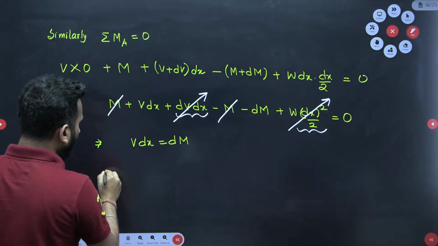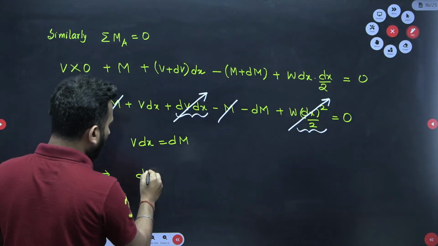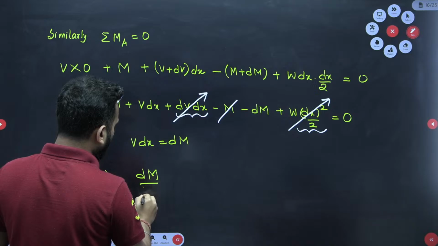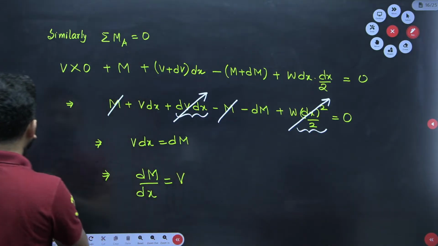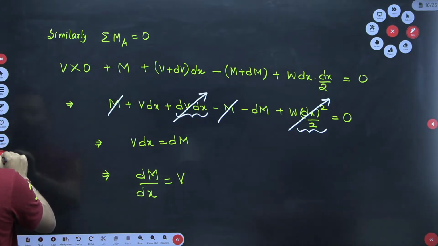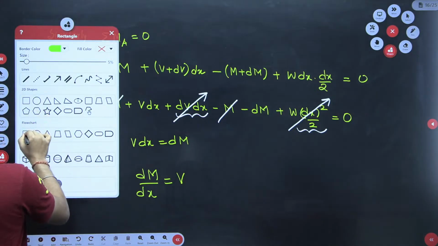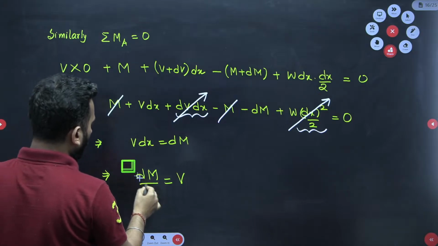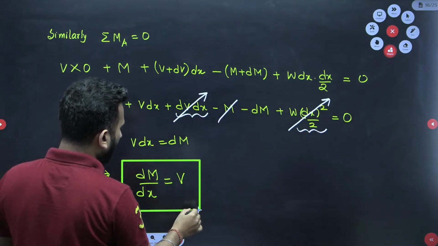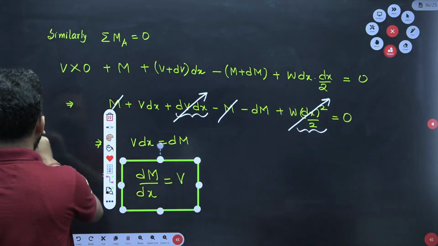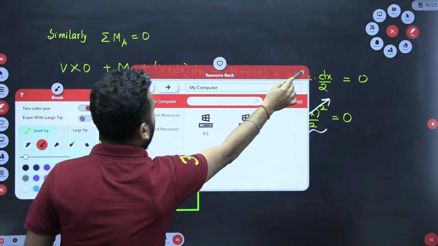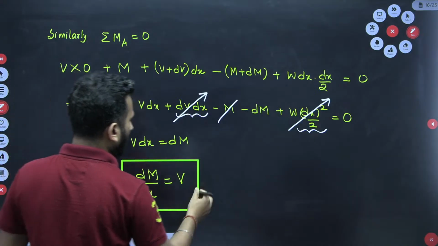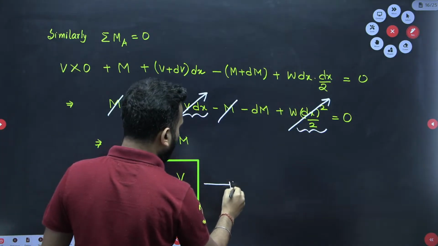And finally, dM by dx is equal to V. So this is the second relation that we are getting, and let me name it as equation number 2.